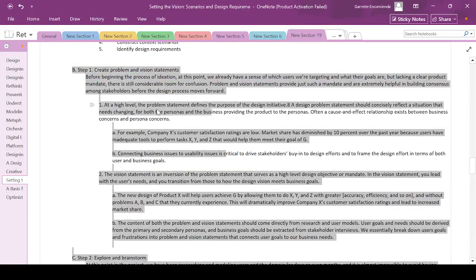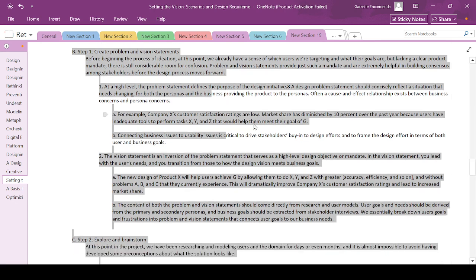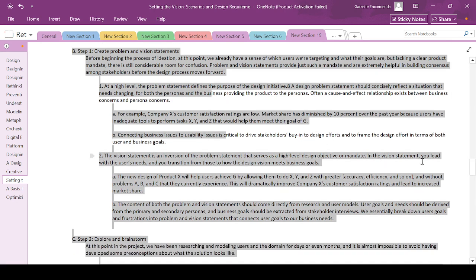Step 1. Before beginning ideation, create problem and vision statements. At this point, we already have a sense of which users we're targeting and what their goals are. But lacking a clear product mandate, there is still considerable room for confusion. Problem and vision statements provide just such a mandate and are extremely helpful in building consensus among stakeholders before the design process moves forward. At a high level, the problem statement defines the purpose of the design initiative.